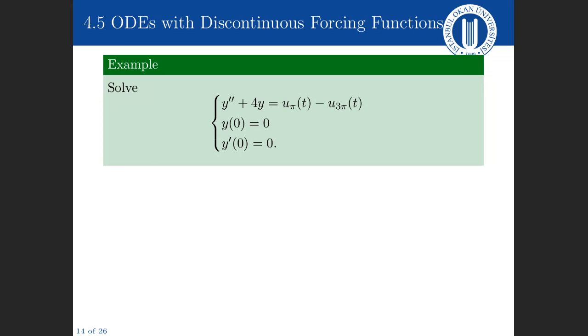Another example. Solve y double prime plus 4y is equal to u pi minus u3 pi with the initial conditions 0 and 0. Now our forcing function, u pi minus u3 pi, is something like the function we started with at the start of the chapter. We have a function which is 0, then a function which is 1, and then a function which is 0.